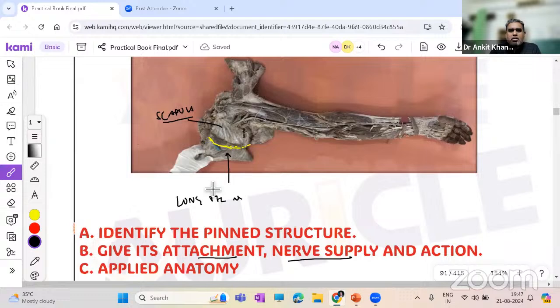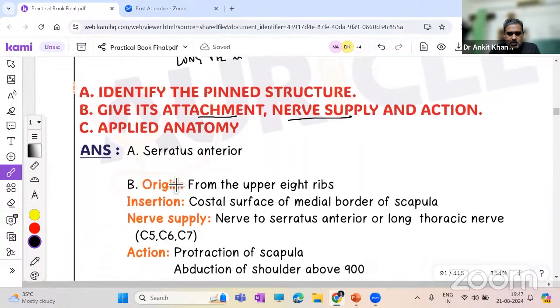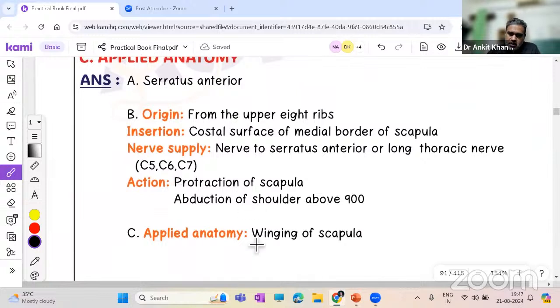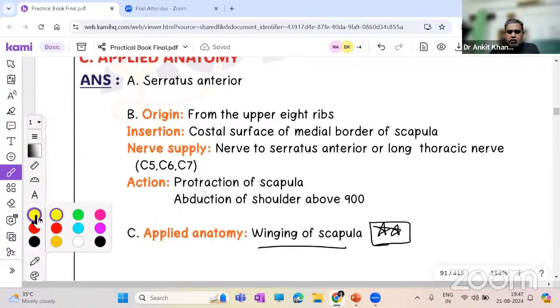We have paralysis of this particular muscle when there is a long thoracic nerve injury. We have winging of the scapula. That is a very famous question in itself. It is a short question in itself. Serratus anterior paralysis, winging of scapula. This is a question in itself. Two-mark question comes as a separate question. Winging of scapula. Okay. Fair.